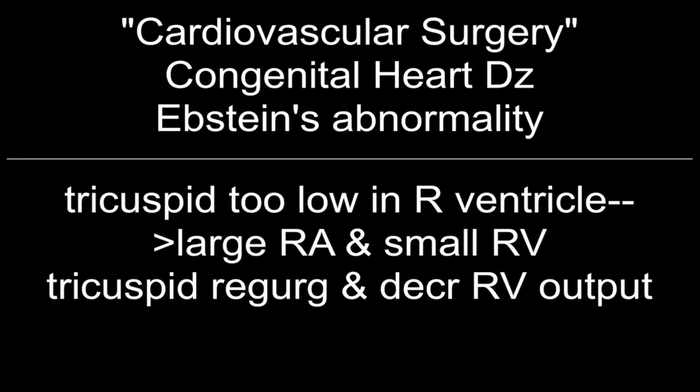TGA treatment. Arterial switch operation. What is Epstein's anomaly? Tricuspid is too low in the right ventricle, large right atrium, and small right ventricle. Tricuspid regurg and decreased right ventricular output.